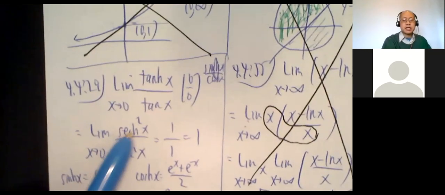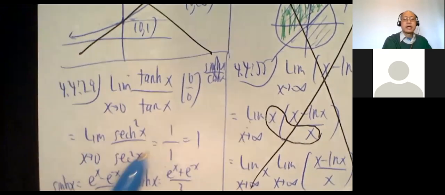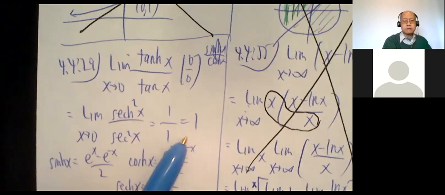So it is a 0 over 0 case. Okay, so I can take the derivative. Derivative of the top, hyperbolic secant squared. Derivative of the bottom is regular secant squared. It's 1 over 1, which is 1.